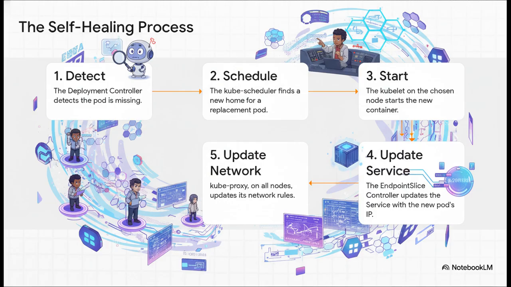As soon as that new pod is up and running, another controller, the endpoint slice controller, sees it and updates the service's list of good destinations. And that action, right there, triggers our friend kubeproxy on every single node to rewrite its networking rules. This whole chain reaction happens automatically, usually in just a few seconds.